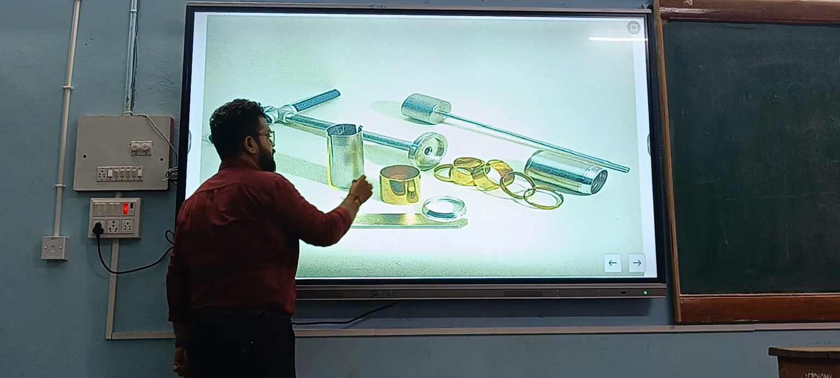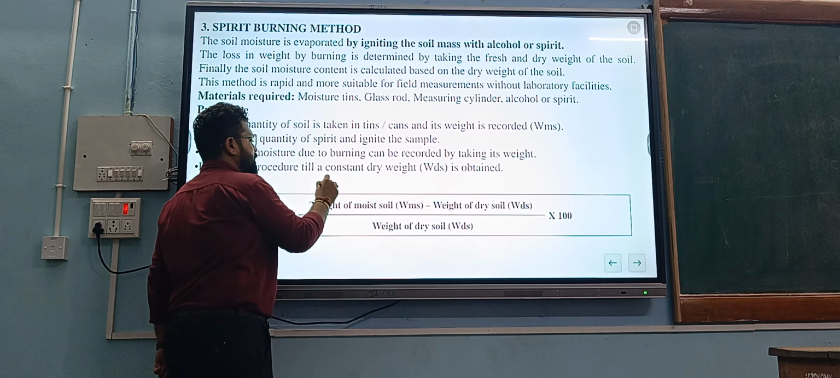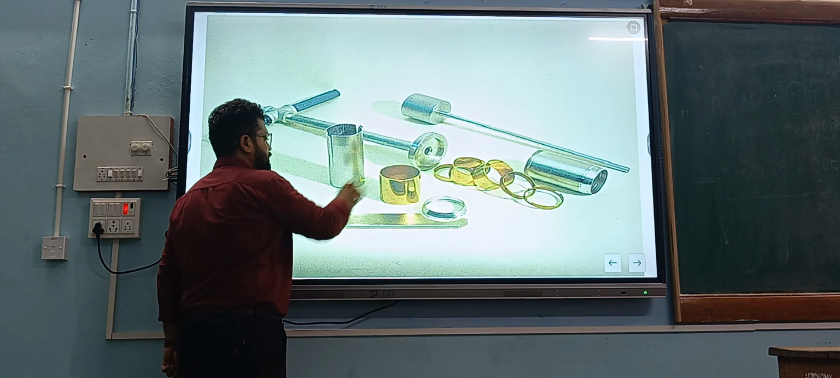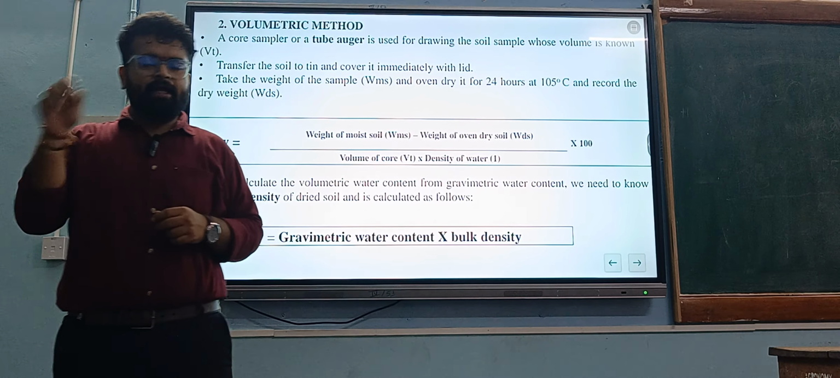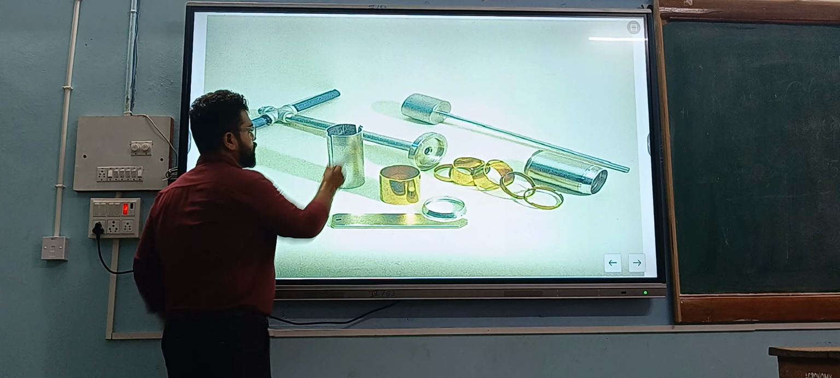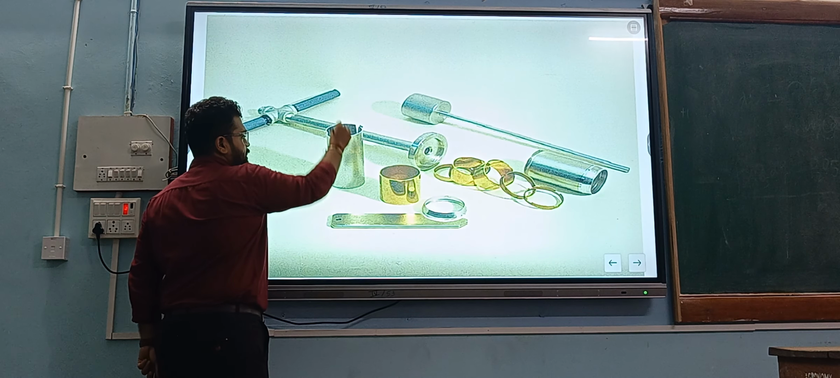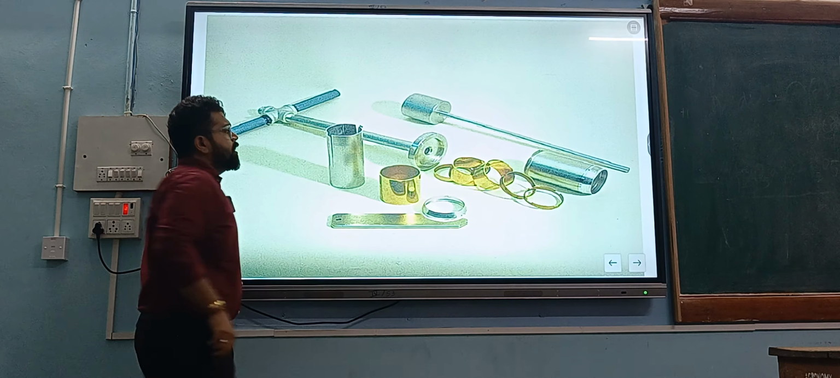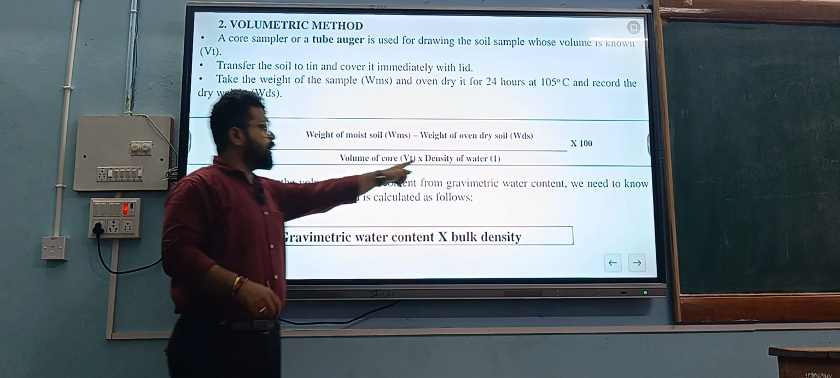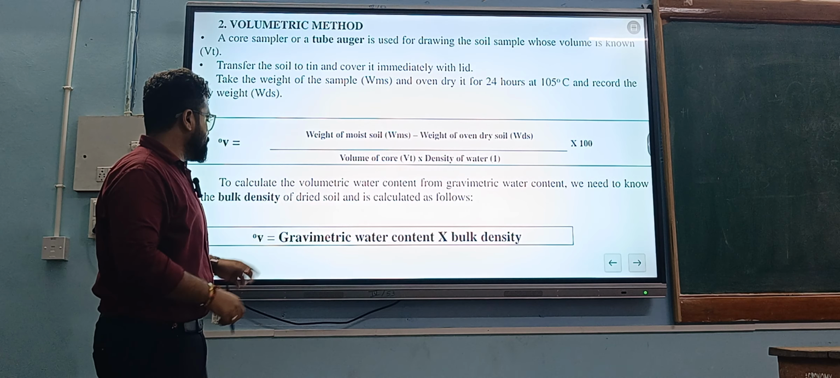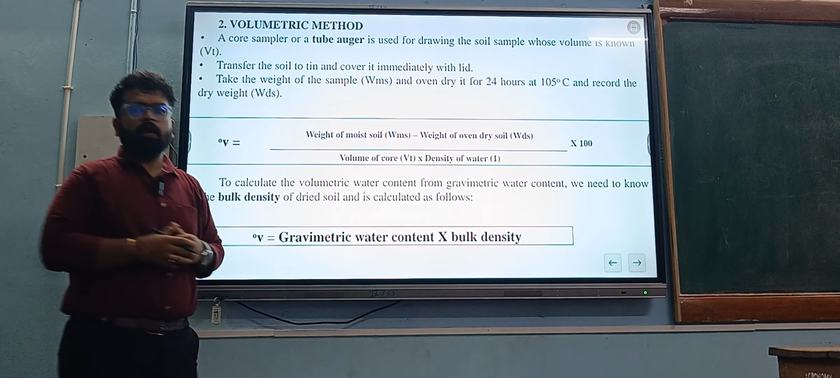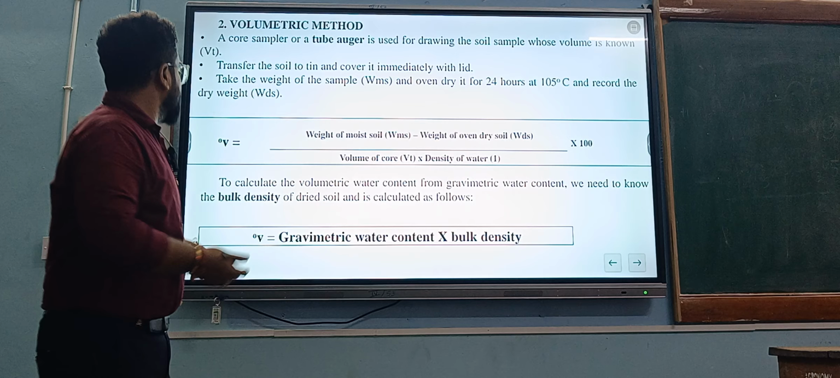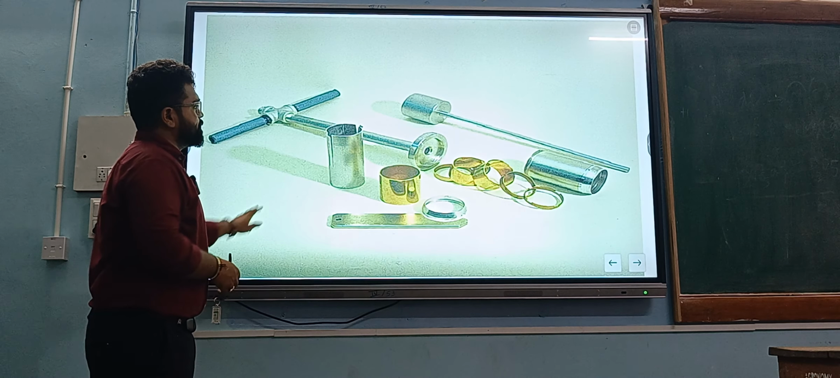So this is the cylinder, right? The volume of a cylinder is pi r square h. So the volume of the core can be calculated by pi r square h, where r is the radius of the core sampler and h is the height of the core sampler. You will get the volume and can calculate, with the density of water being 1. Or directly, if bulk density is available, you can multiply it with the gravimetric water content. It will give you the volumetric moisture content.